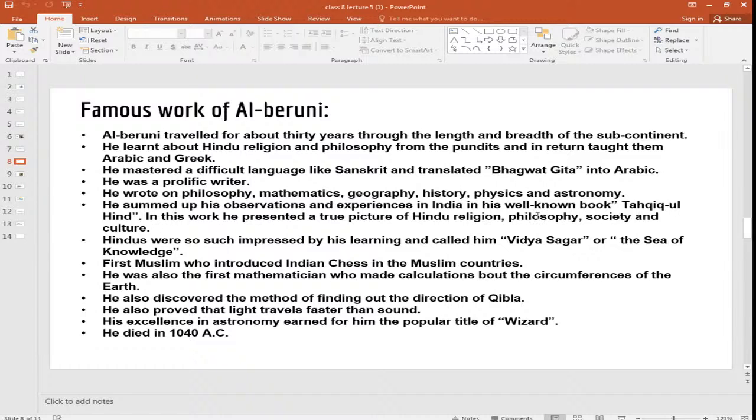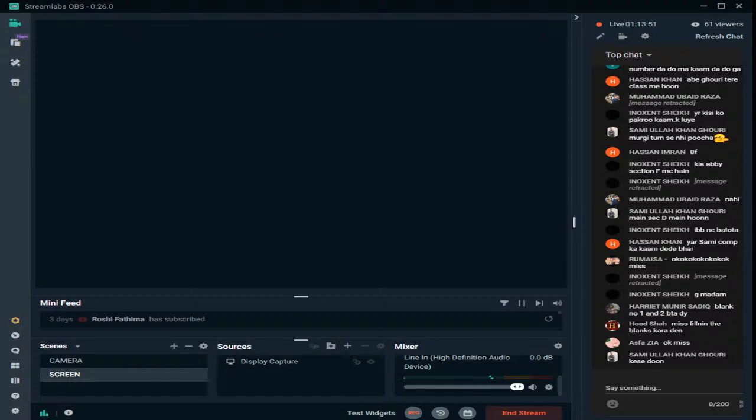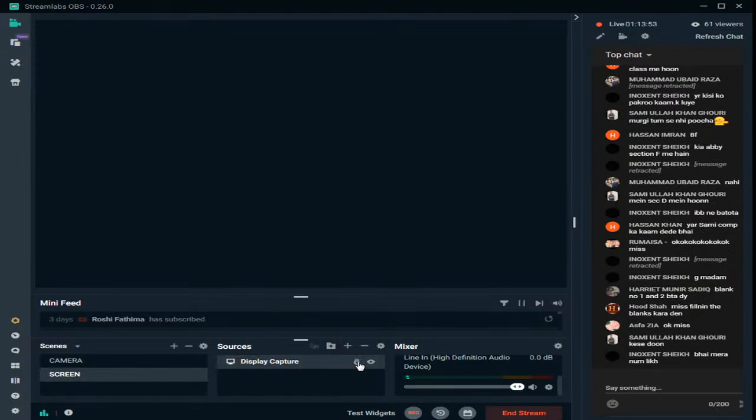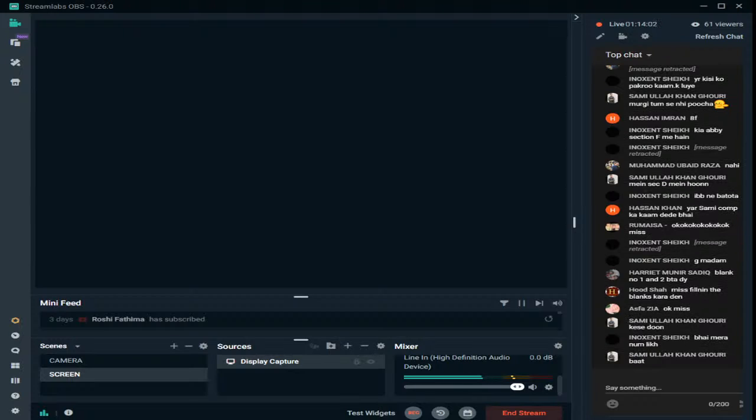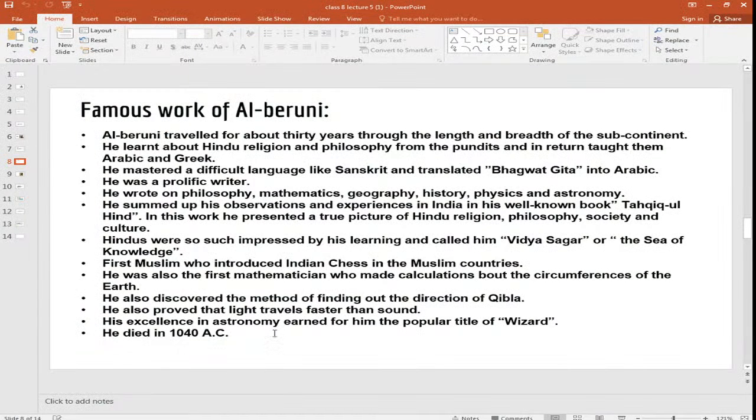तहकीकुल हिंद क्वेश्चन नंबर 2 डिस्कस कर लेते हैं. What do we learn from Al-Biruni's Tehqiqul Hind? तो यहाँ देखें, स्क्रीन शो हो रही है आप लोगों को. क्वेश्चन नंबर 1 एंड 2 डिस्कस कर रही हूँ. क्वेश्चन: What do we learn from Al-Biruni's works in Tehqiqul Hind? दिस वन.